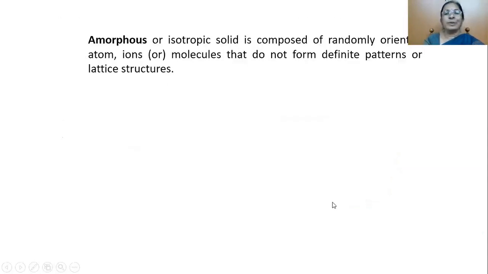The other kind of solid is known as amorphous solids or isotropic solids. It is composed of randomly oriented atoms, ions, or molecules that do not form definite patterns or lattice structures.